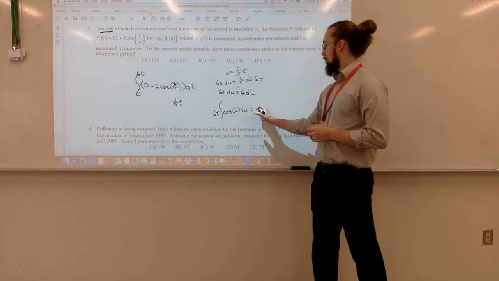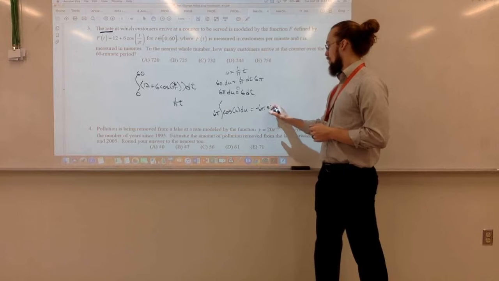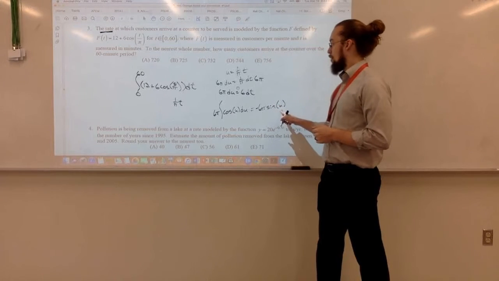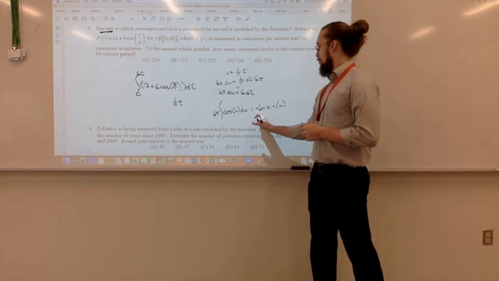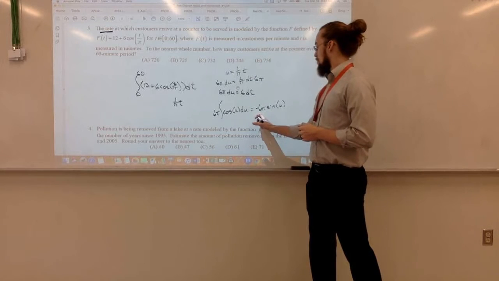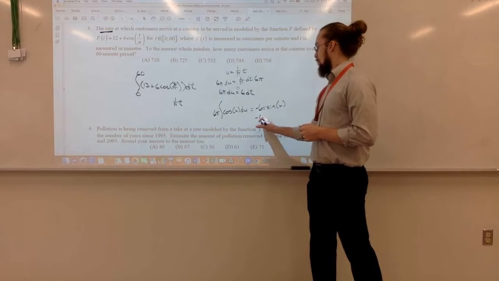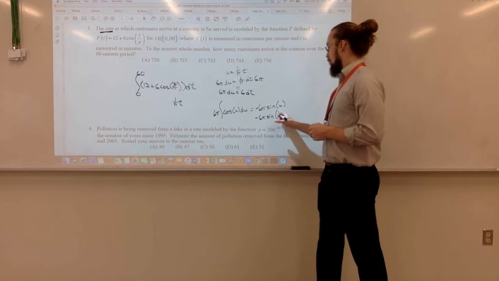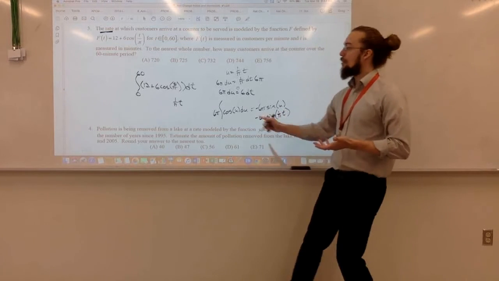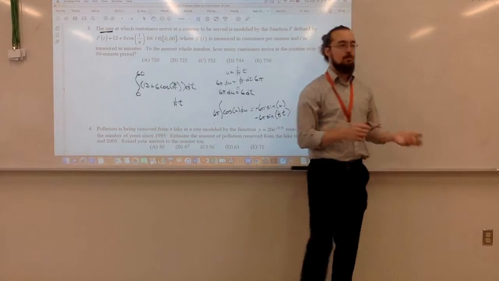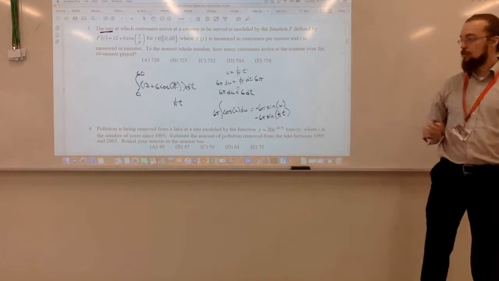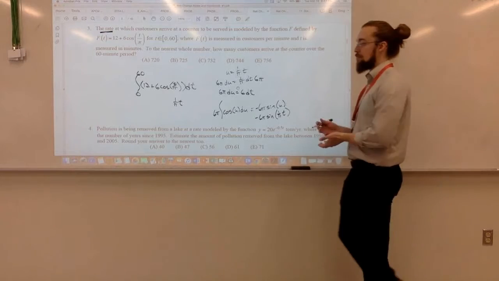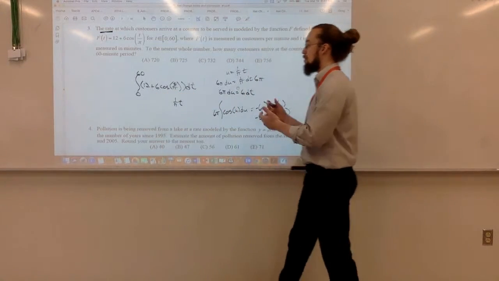Right, so we have negative 6 pi times the sine of u, and my u is 1 over pi t, so this would be negative 6 pi times the sine of 1 over pi t. Then what's the antiderivative of 12? Yeah, in this case, our variable is t. So that would just be t.